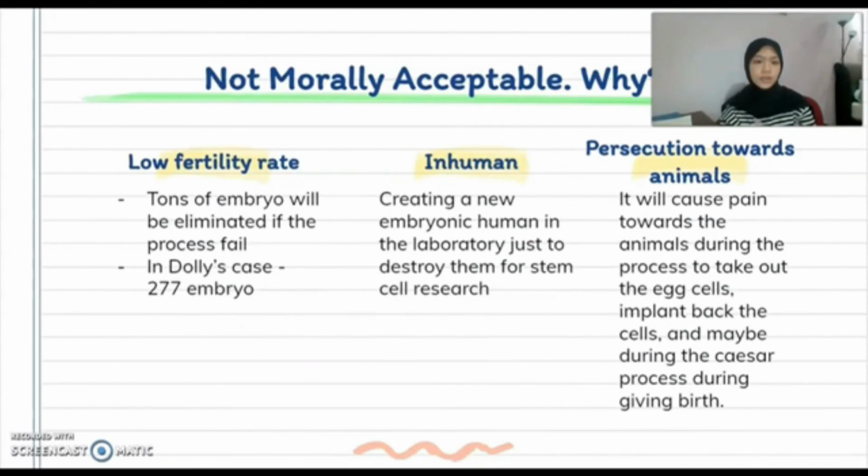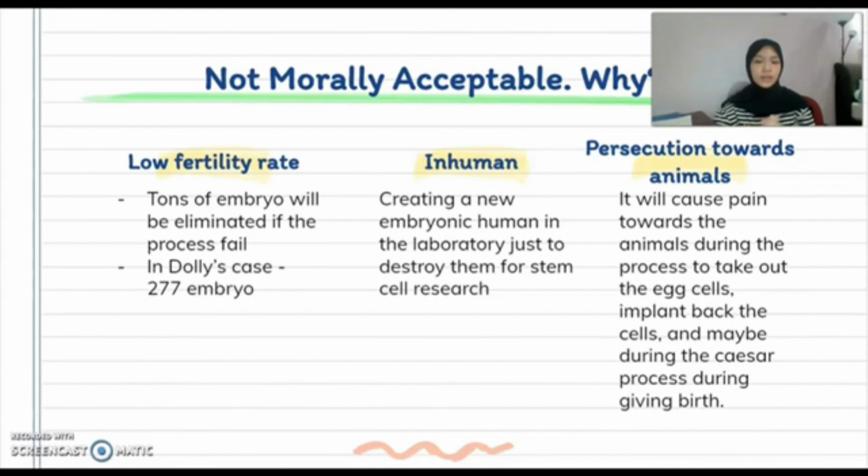However, there are also people who think that cloning is not morally acceptable, because firstly is low fertility rate. Okay, so low fertility rate ni sebab in Dolly's case, sebelum scientists tu dapat clone that Dolly sheep, there were 277 embryos yang dimatikan, yang dilupuskan sebab it was not successful.